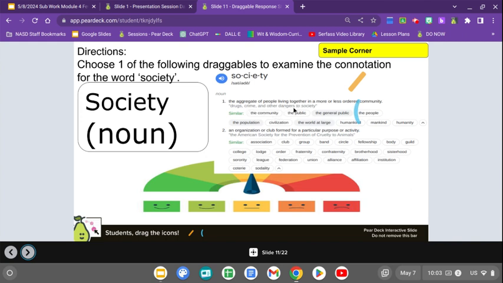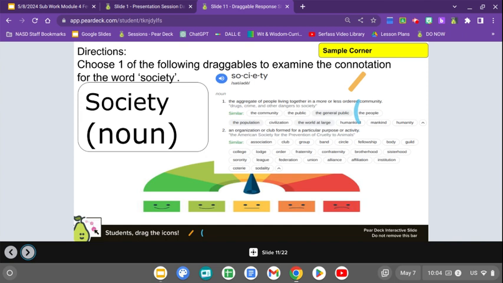Drugs, crime, and other dangers to society. Similar: the community, the public, the general public, the people, the population, civilization, the world at large, humankind, mankind, and humanity. Now, the second one, society in this case, is an organization or club formed for a particular purpose or activity, as in the American Society for the Prevention of Cruelty to Animals. For me and for the book, I believe that we should be better off focusing just on number one.